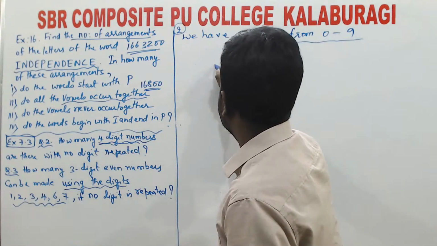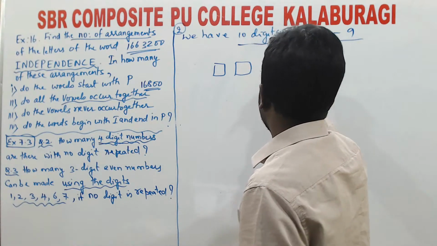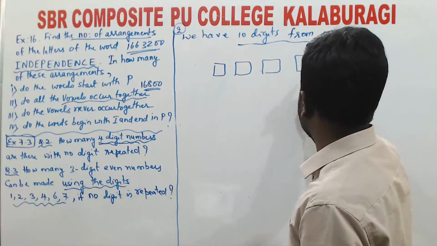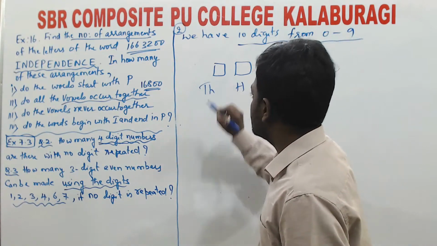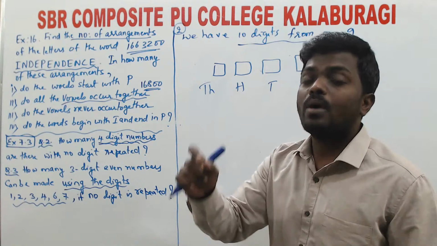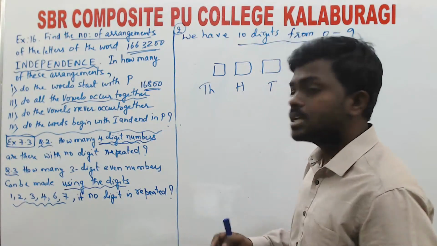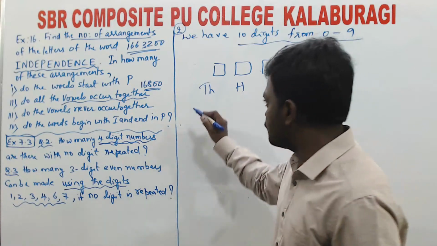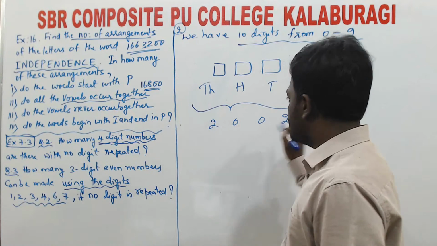So 4-digit numbers means, let me draw 4 boxes. A 4-digit number means it is a 1,000-level number. So this is our units place, tens place, hundreds place, thousands place. Right? Whenever 0 is there, always be careful, students. Why? Because we need to form a 4-digit number.